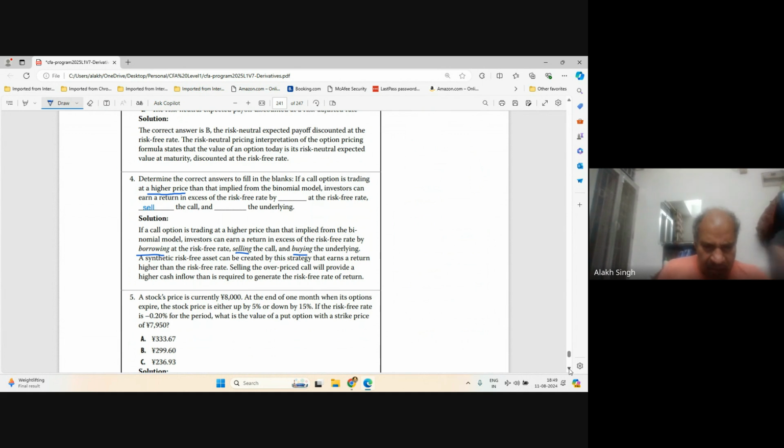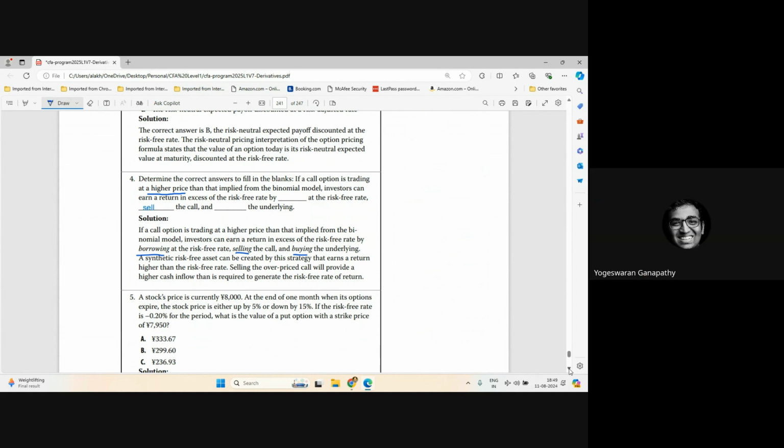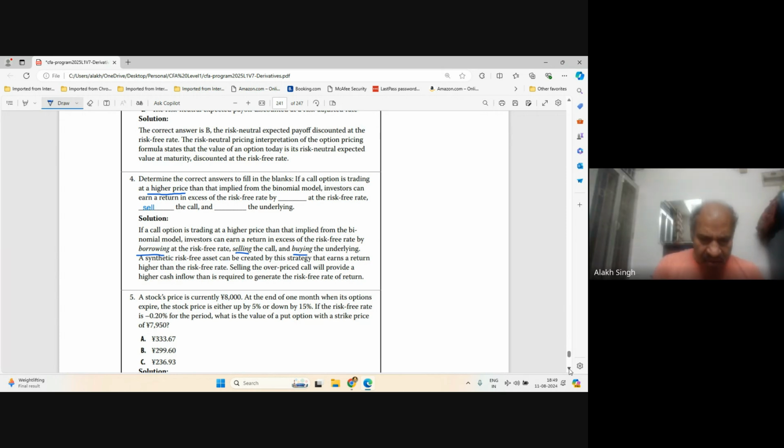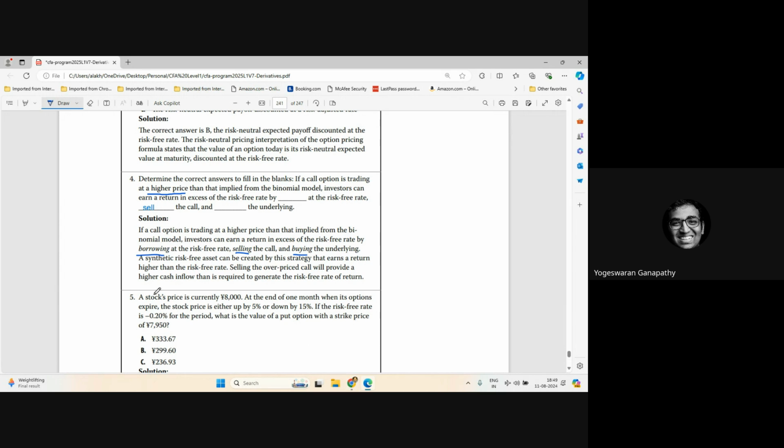Let's calculate. A stock price is currently 8,000 yen. At the end of 1 month, when its options expire, the stock price goes up by 5% or down by 15%. If the risk-free rate is minus 0.2% for the period, what is the value of a put option at the strike price of 7950? So let's calculate pi first.